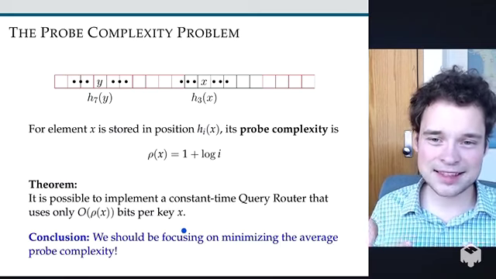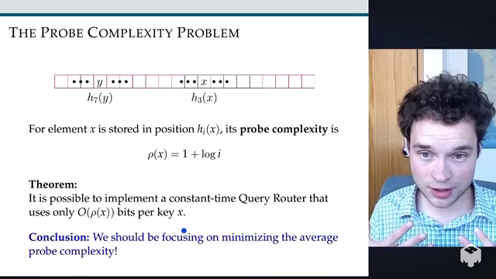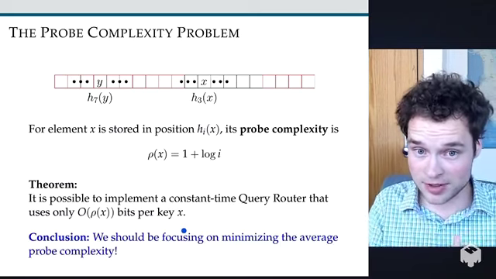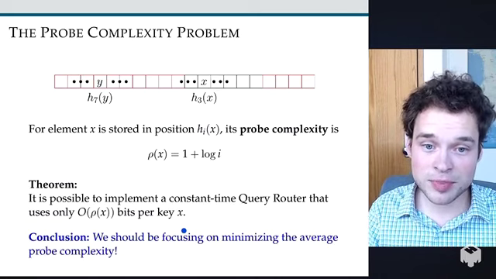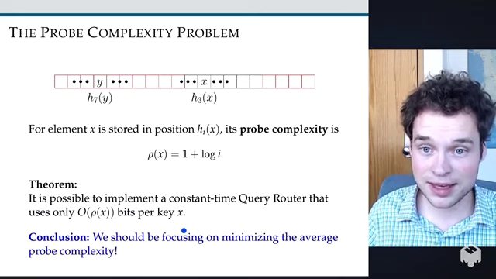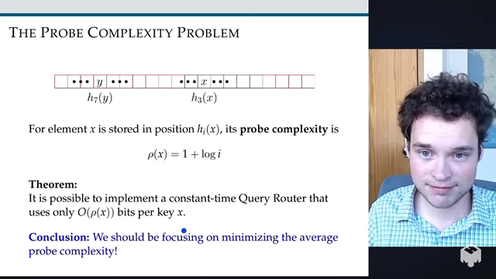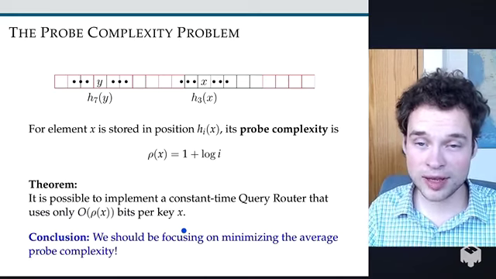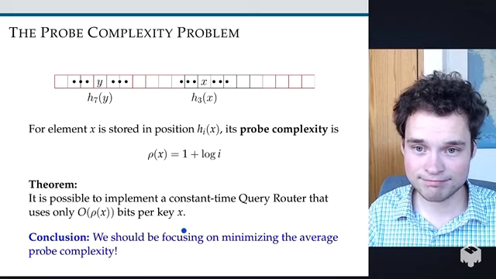And so what that means is that if your goal is to be space efficient, if you want your query router in particular to be space efficient, then the challenge becomes how do you minimize the average probe complexity of the keys in your data structure? And that's the problem that I want to zoom in on for the rest of the talk.